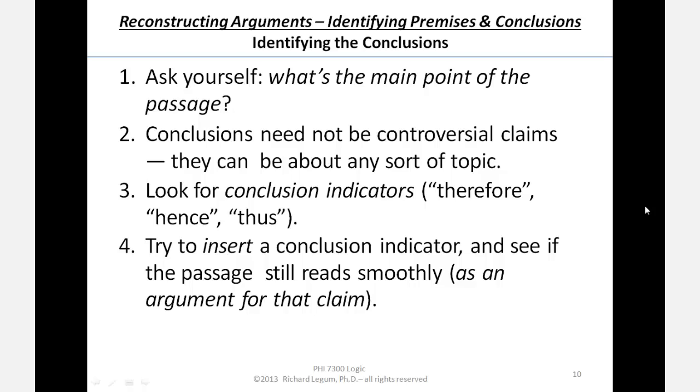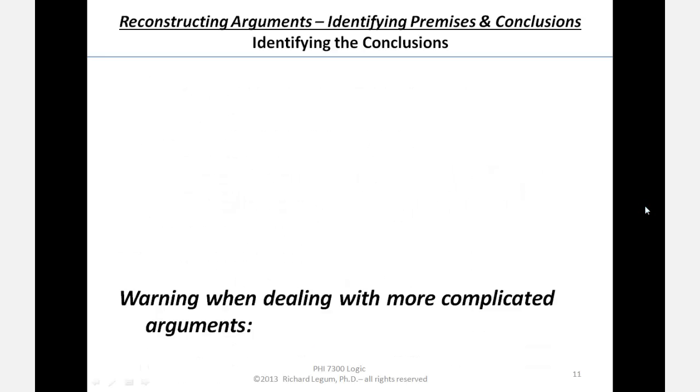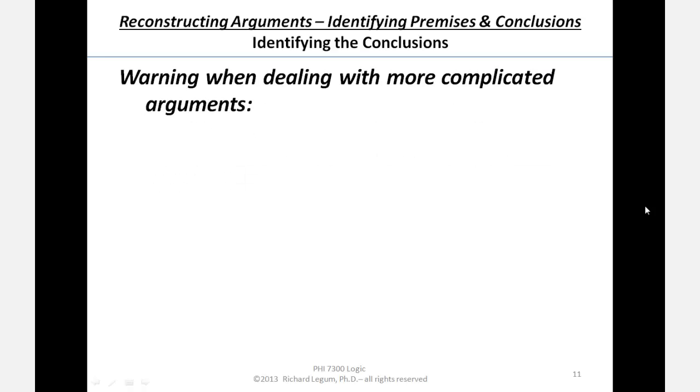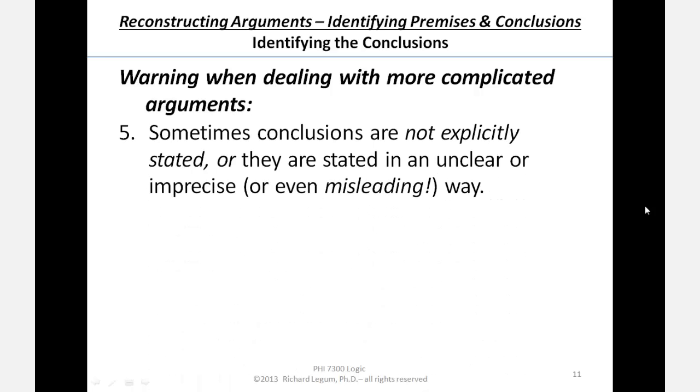Now, these are really the 4 key issues in identifying a conclusion. But before we go, I do want to mention a couple more. Don't spend a lot of time on them. In fact, I just want you to hear them now, and we'll be coming back to them later on in the course. And keep in mind, this is a warning when you're dealing with more complicated arguments, that sometimes conclusions aren't explicitly stated. That is, they're implied. They're not stated in there.